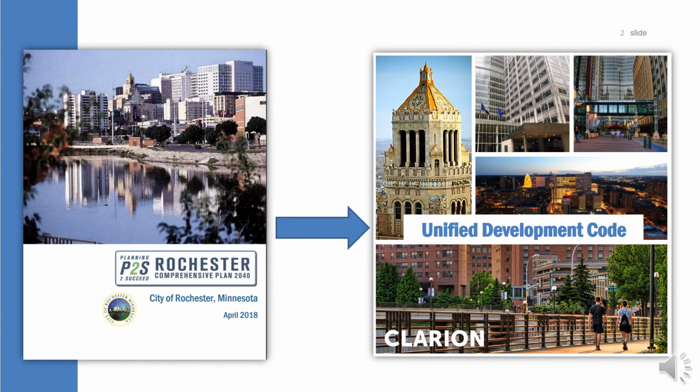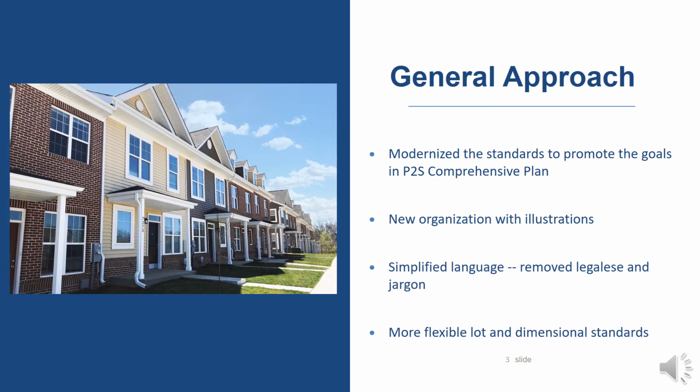The UDC brings together all of Rochester's important land development regulations. It is intended to replace Rochester's current land development manual with a simpler and more user-friendly document that better implements the goals and objectives of the city's Planning to Succeed comprehensive plan. The primary goal of the project is to align our development code with the comprehensive plan. The UDC will also reorganize the development code in a more intuitive manner, simplify the language, and create flexibility for lot and dimensional standards.